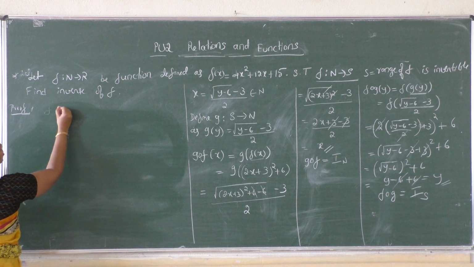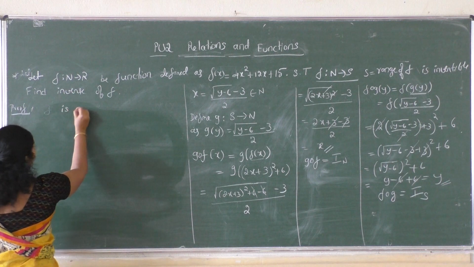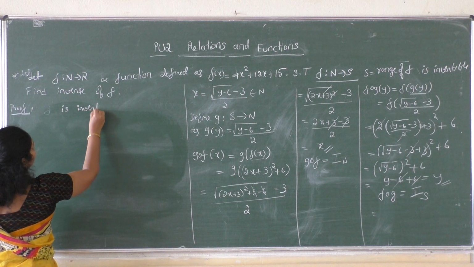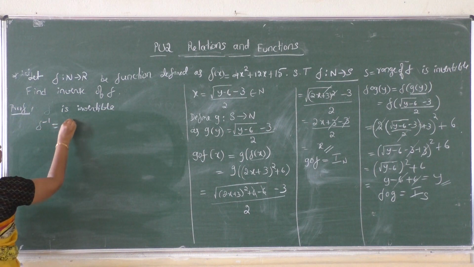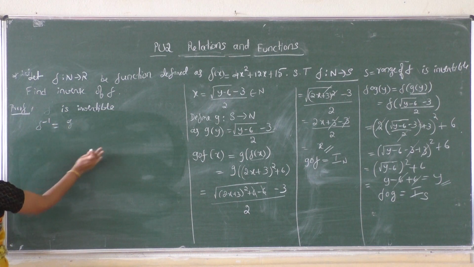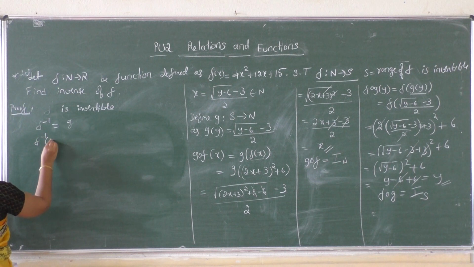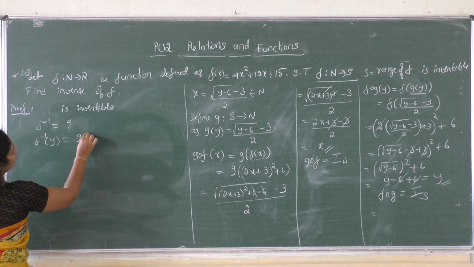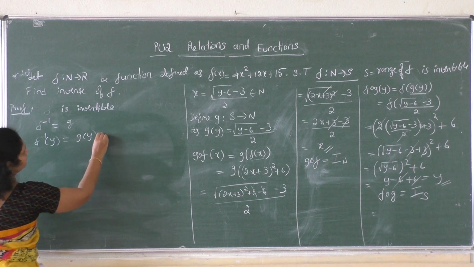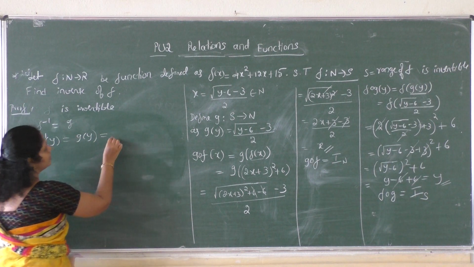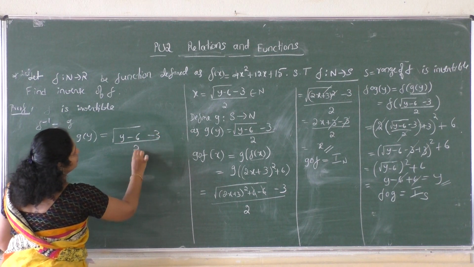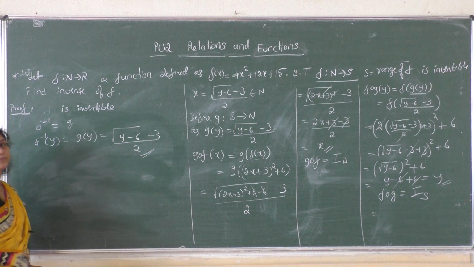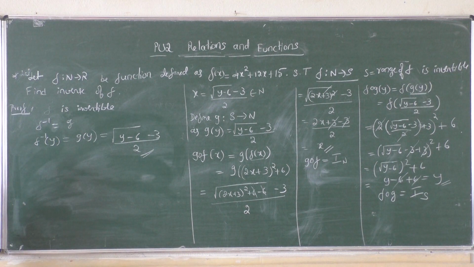So we can give the conclusion: f is invertible, so f inverse equal to g, therefore f inverse of y equal to g of y. So what is g of y? g of y is (root y minus 6 minus 3) divided by 2. So that is f inverse, which is equal to g of y.